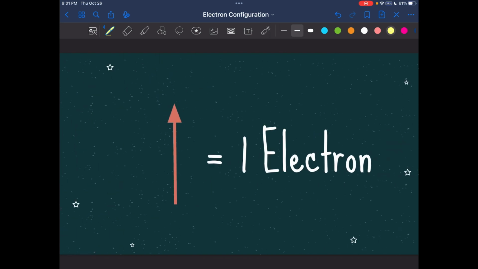Now, one thing I want to tell you: I'm not just talking about the up arrow signs, I'm talking about the arrow sign itself. So, one arrow sign equals one electron. And I'll explain more about it as we go along.